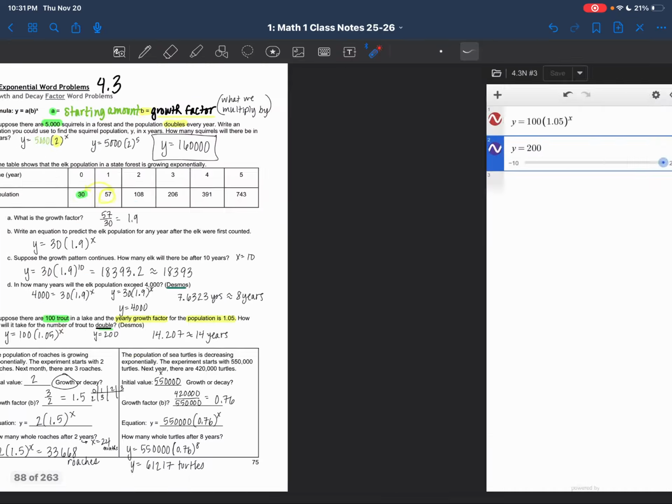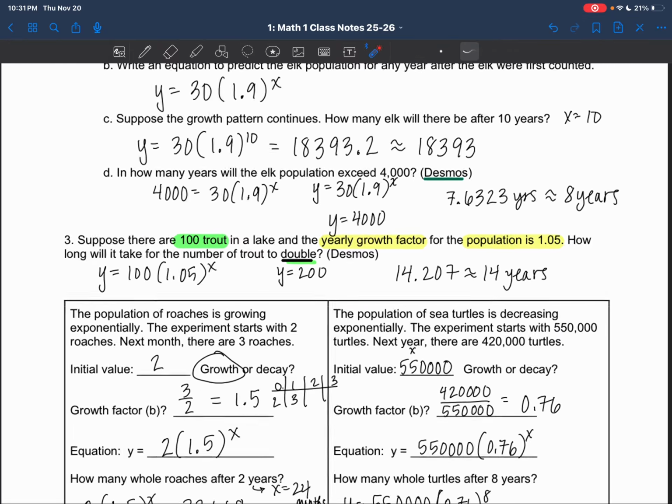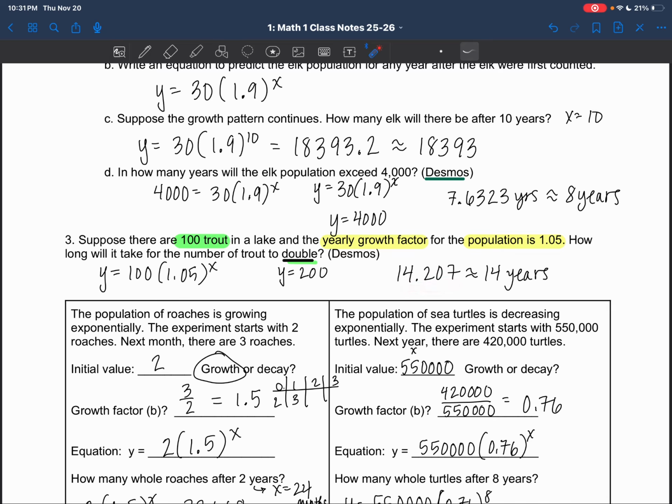So you're going to go back to 14.207. We rounded it. So we're going to say 14.207. Well, since we haven't gotten to the next year, we're going to keep it at 14 years.